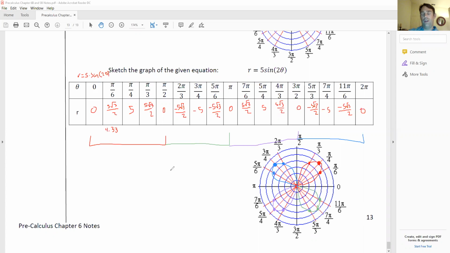And what does it kind of look like? If you said a flower, you'd be right. This is called a 4-petal rose. A lot of these polar graphs make really cool shapes. They'll make roses, limaçons, hearts, and circles like we saw in the one before. They give all kinds of cool little shapes. They're kind of fun to play with.